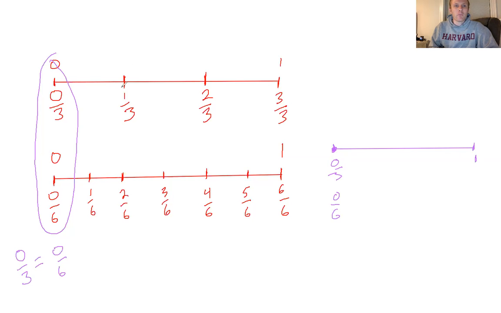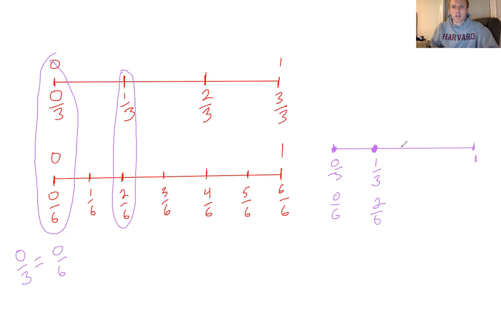Let's go to my next one. 1/6 doesn't have a corresponding thing on the thirds number line here, but 1/3 and 2/6 certainly do. Those are in the same spot. So over here, if I was to go to where 1/3 is, that spot right there is both 1/3 and 2/6. Both of those fractions go in that same exact spot. They take up the same spot on the number line.